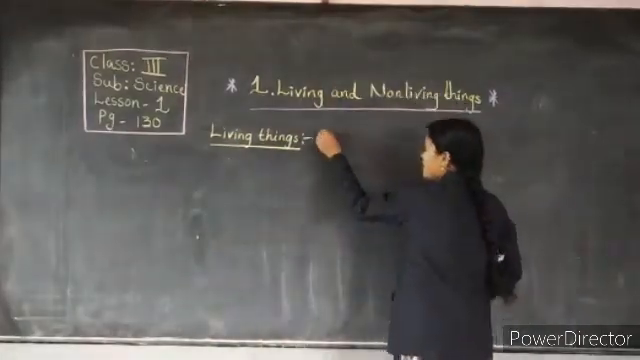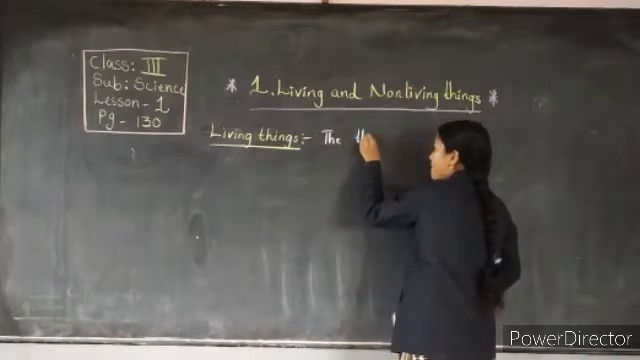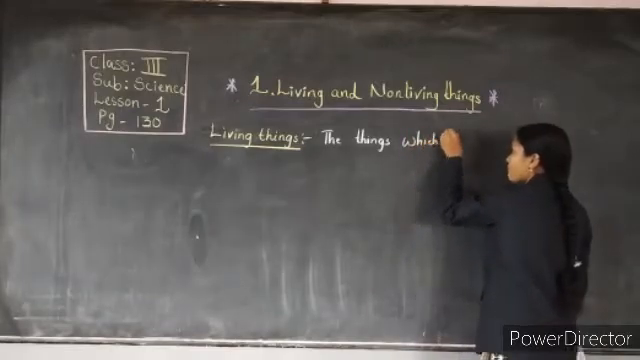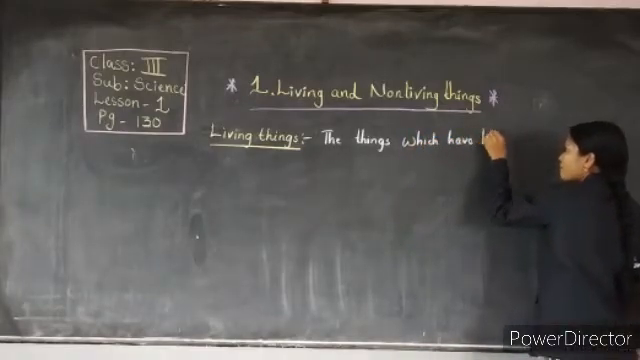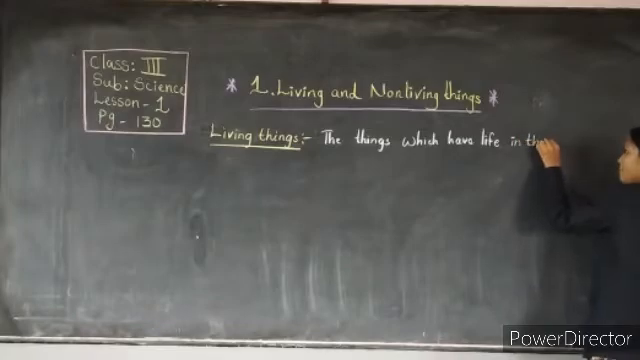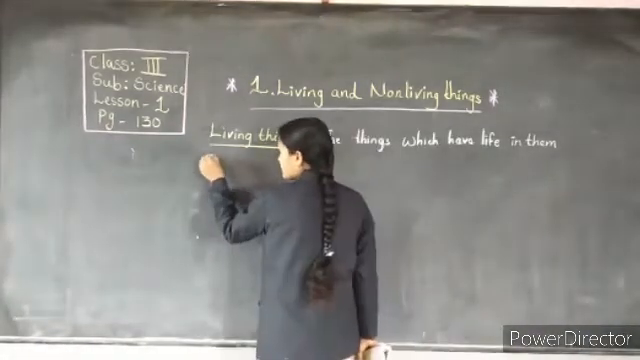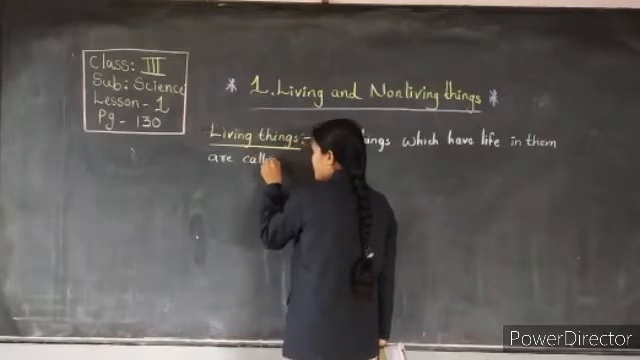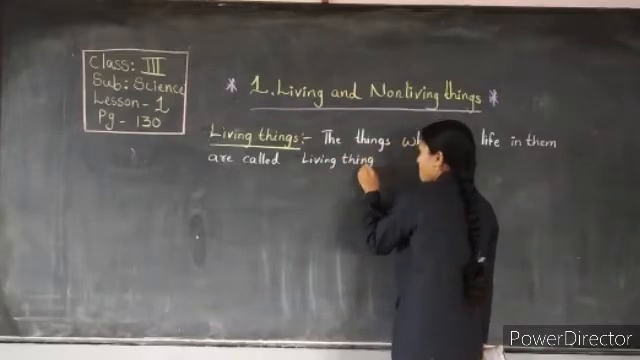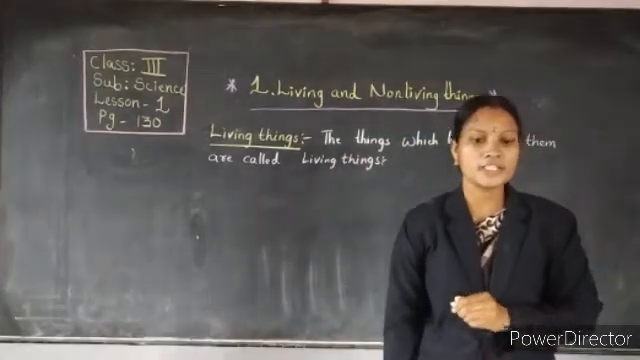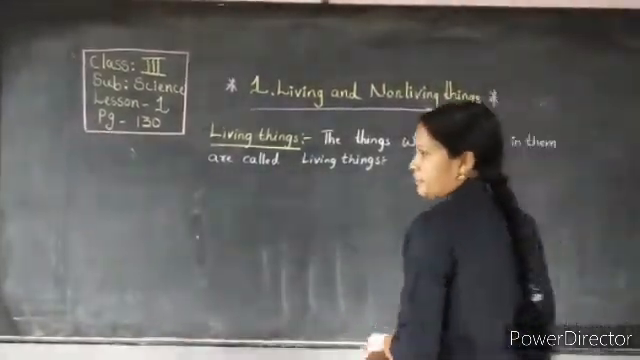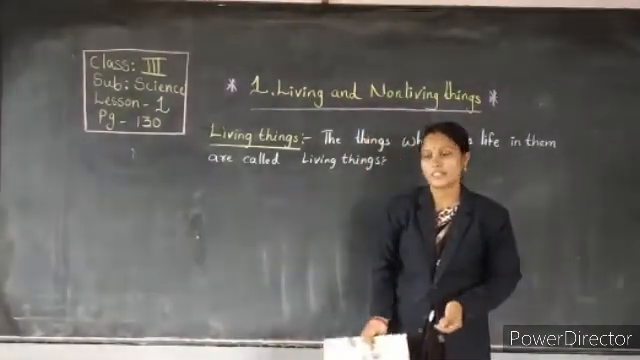Living things are the things which have life in them. Examples of living things, some natural things like plants, animals, human beings, birds.